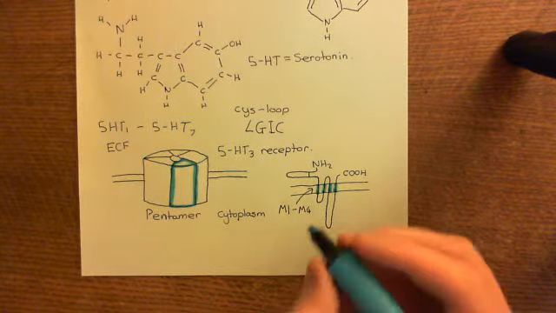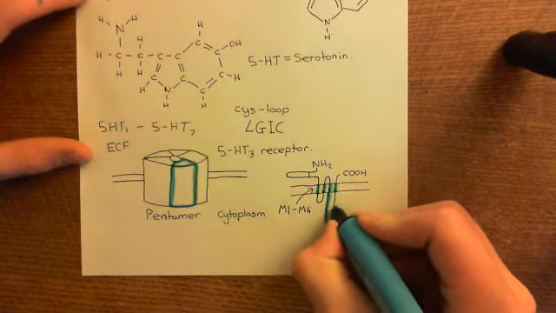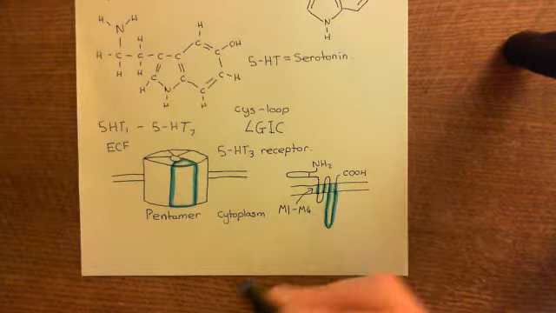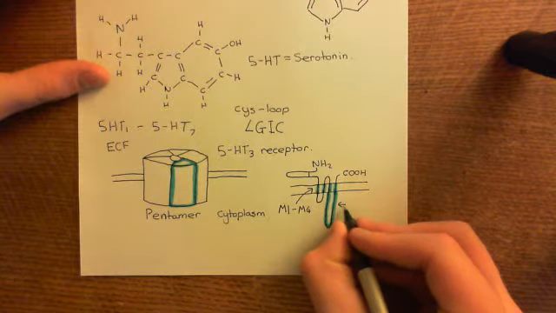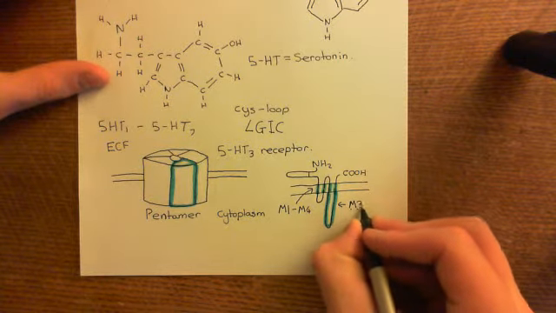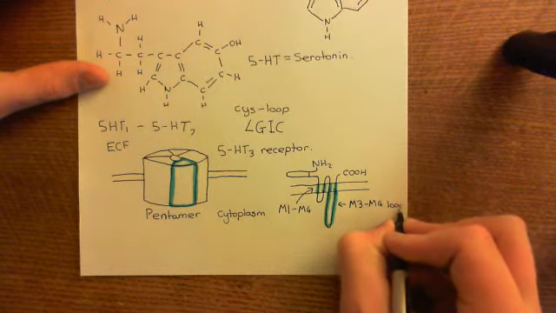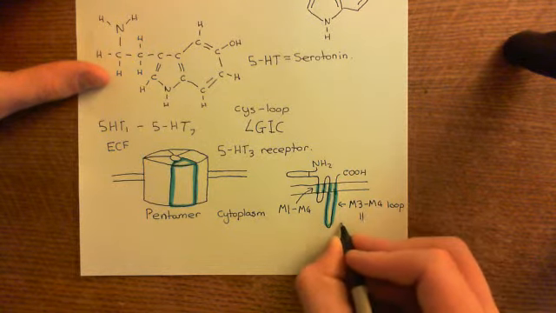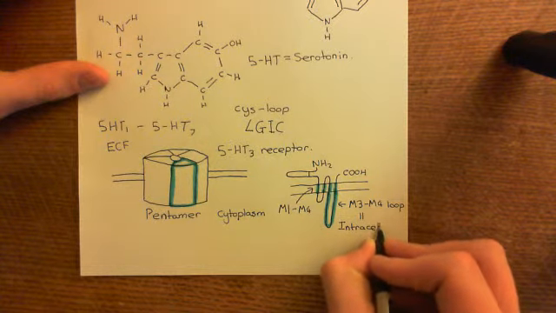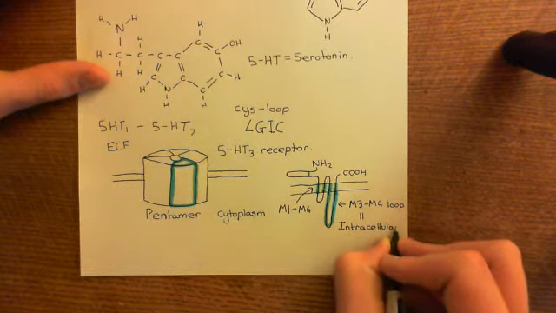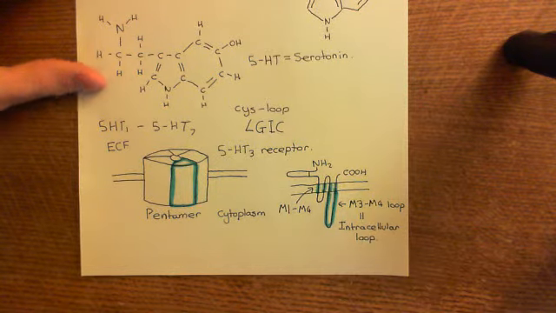You then have, between M3 and M4, a large intracellular loop here in blue. This is the intracellular loop, also called the M3-M4 loop. And this makes up the intracellular domain of the 5-HT3 receptor.